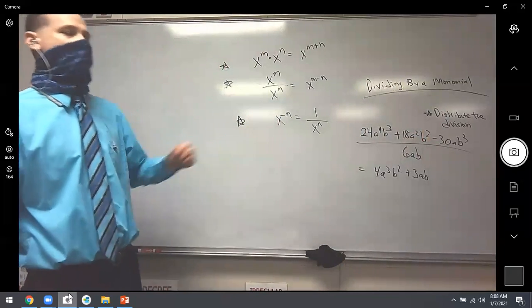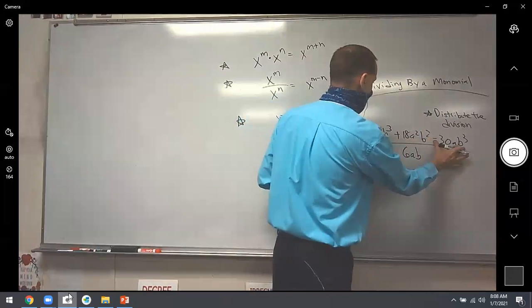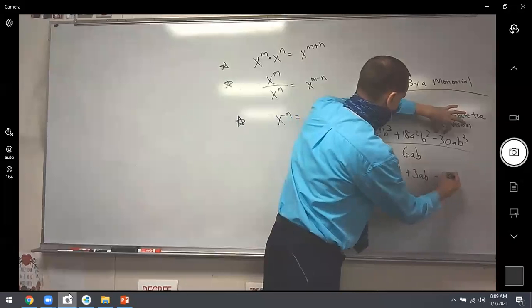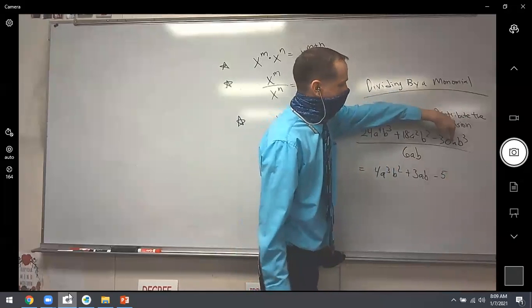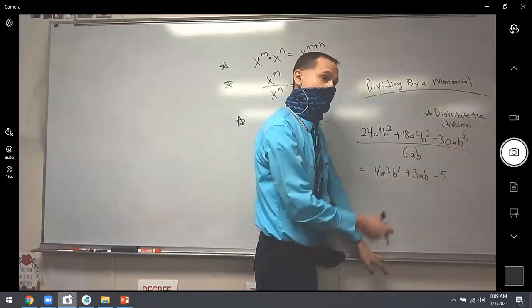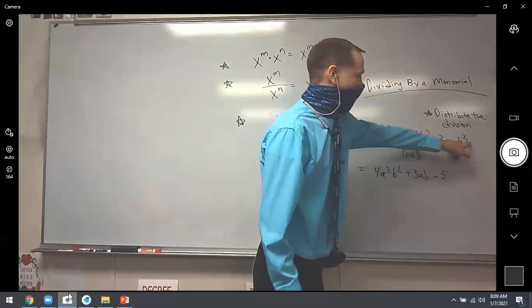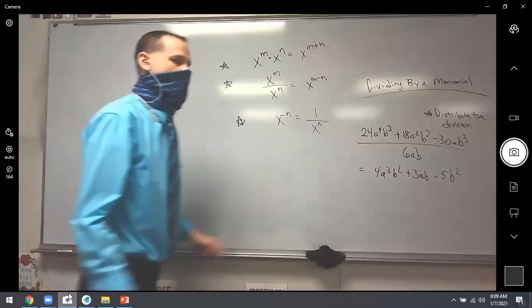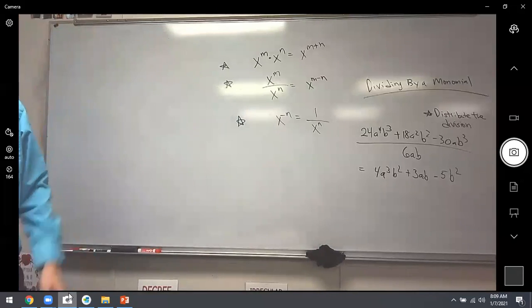And the very last term, this guy divided by 6ab, well, negative 30 divided by 6 is negative 5, correct? Here's an a and here's an a. If they're the exact same thing on top and bottom, what do they do? They cancel out. So I don't even need to worry about the a's. I got b cubed divided by b. That's b squared. So we're all done dividing that monomial.